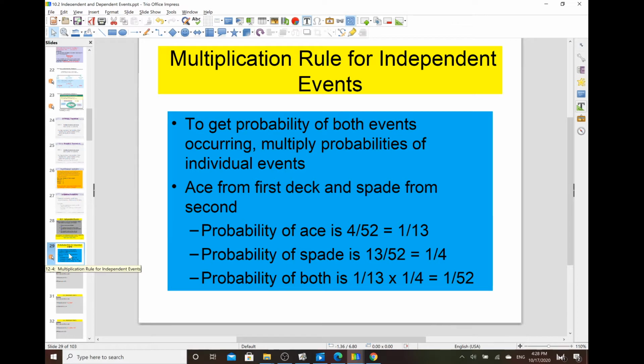The multiplication rule for independent events: to get the probability of both events occurring, multiply the probability of the individual events. So aces from the first deck and spades from the second. The probability of an ace is 4 over 52, which is 1 over 13 after you reduce it. The probability of getting a spade from the second deck is 13 over 52, so 1/4. So the probability of both is 1 over 13 times 1 over 4, which is 1 over 52.